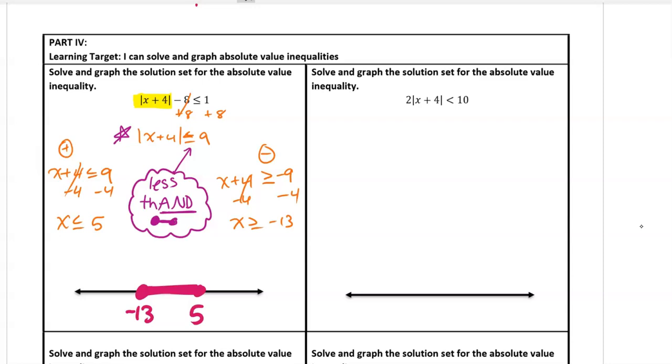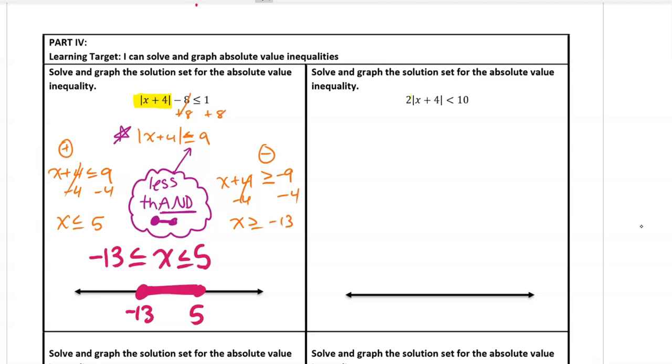Okay, let's try the next one. Oh, well, I also need to write the inequality. So sorry. So writing the inequality, we're going to say negative 13 is less than or equal to x, which is less than or equal to 5.